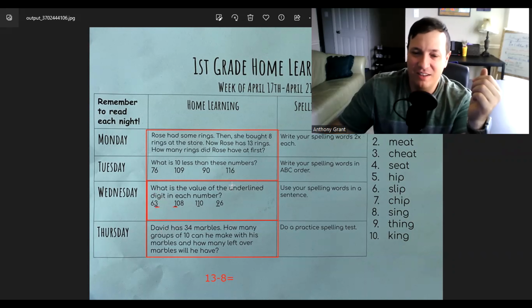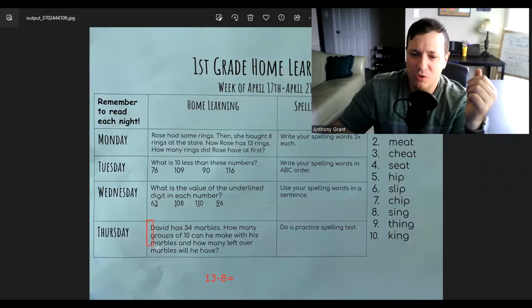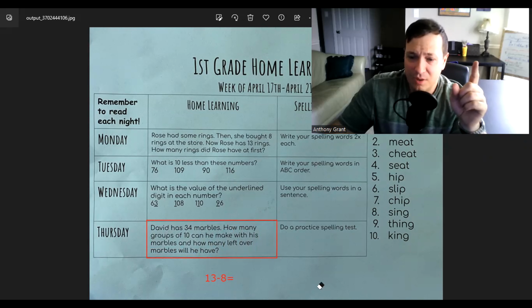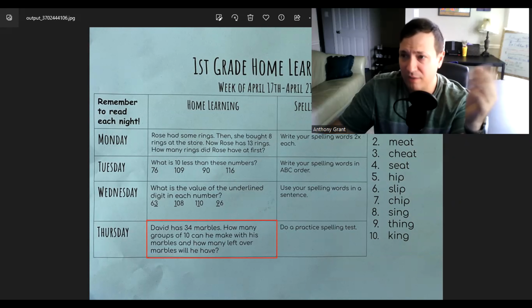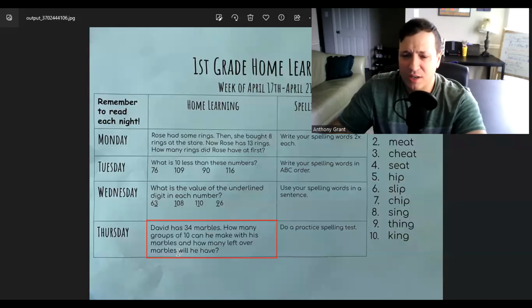All right. And then the last one is another one of those super fun word problems. So let's see what's going on with this word problem down here. We'll read it together. David has 34 marbles. How many groups of 10 can he make with his marbles? And how many marbles will be left over? Or how many leftover marbles will he have? It's okay, guys, I can read.